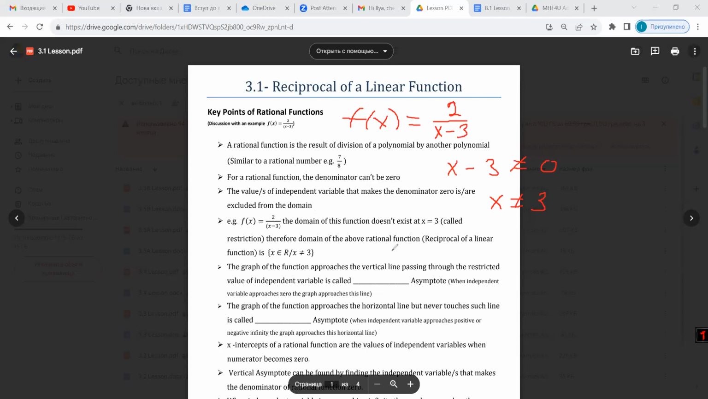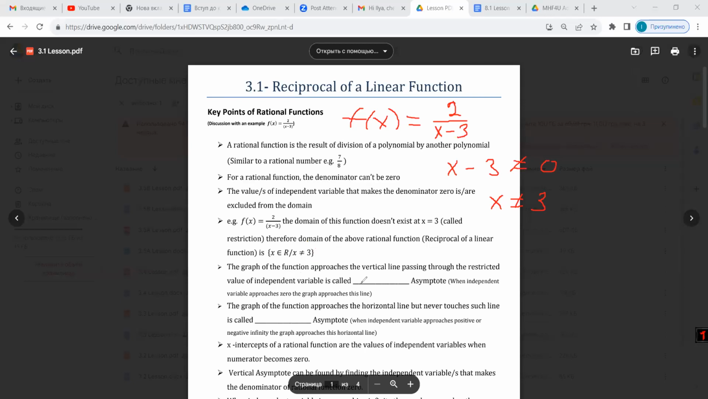Therefore, the domain of the above rational function, the reciprocal of a linear function, is x belongs to all real numbers. At the same time, x does not equal 3. So if we were to plot every point of x, like 1, 2, 3, the point 3 would not be included. It would be an empty dot. It won't be included in our domain.